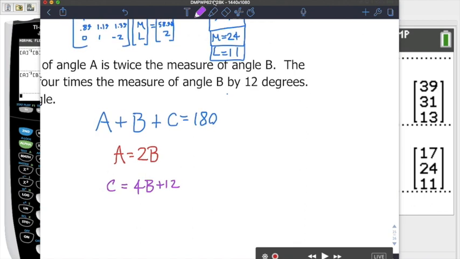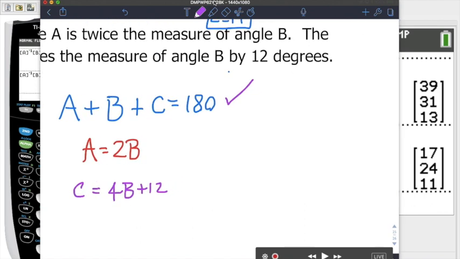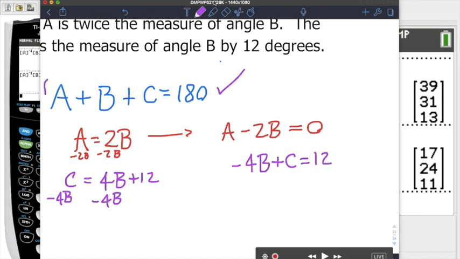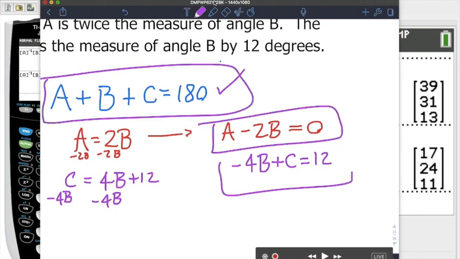Now, the first one is in standard form, ready to go. It's got A, B, and C all together, and then your constant on the other side. For the second equation, we need to subtract 2B from both sides. So it's just going to look like this. I'll write it to the side. It'll be A minus 2B, and then you don't have a C, and then equals 0. And then this third one here, we need to subtract over our 4B. But if you get the order correct, you need to put 4B first. So it's going to be negative 4B, and then plus C equals 12. Right there.